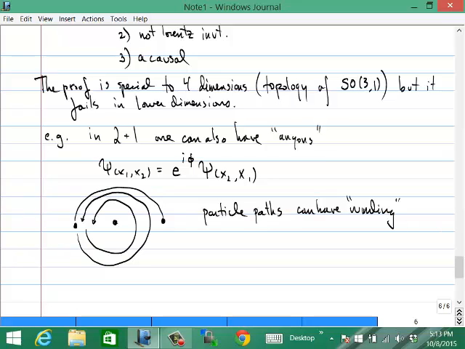You could have an extended object, like a 1-dimensional string, and you could take a particle and wind it around that. And that's a topological invariant, and there could be statistics associated with that. And indeed, there are theories where there are statistics associated with these non-local objects. Okay. So when we talk about gauge theories, we'll encounter some of these non-local objects. They're called Wilson lines or 't Hooft lines and stuff like that.